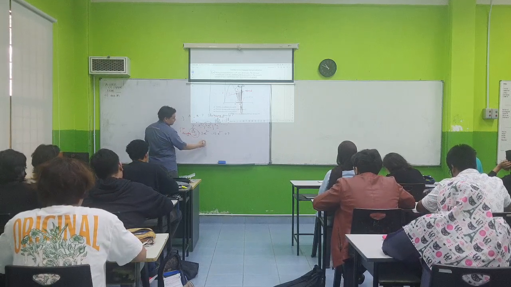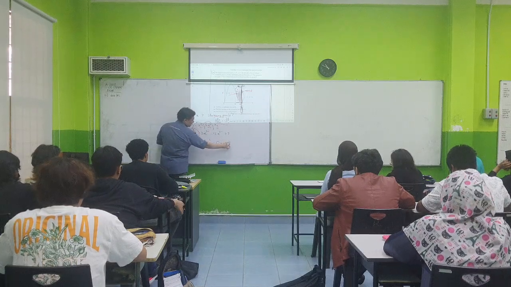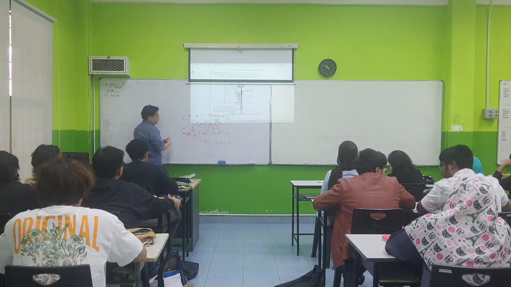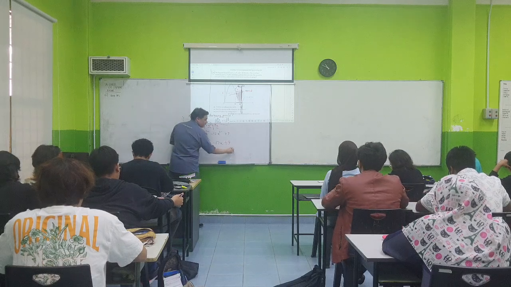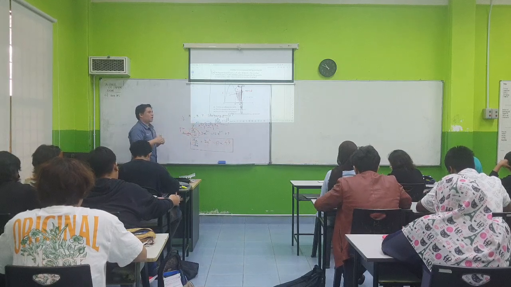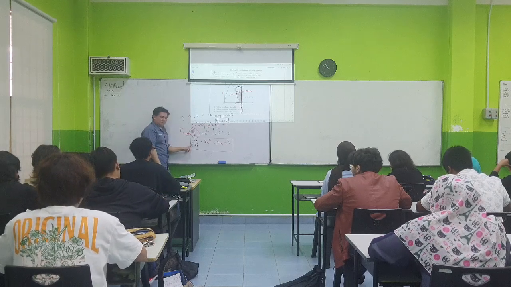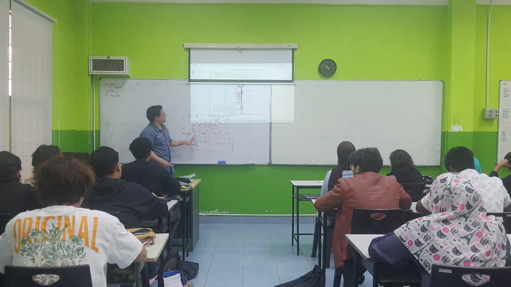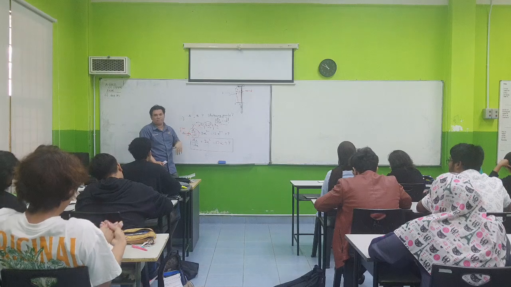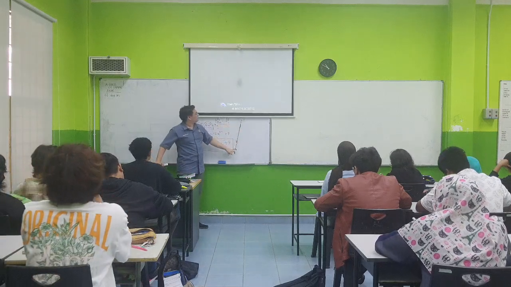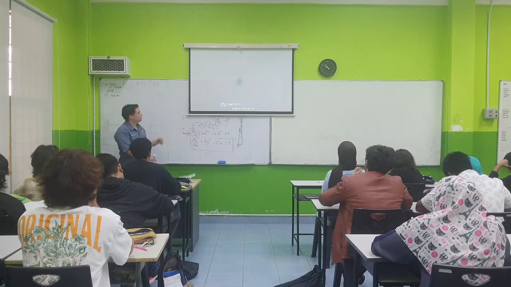Alright, now simplify. 3x squared minus 12x to the power of 1 plus 9. So this is your dy/dx expression. Am I right? Can I use this expression to find the gradient at any point that I want, not just A and B? Can I use this expression to find the gradient of the tangent at any point, not just A and B?